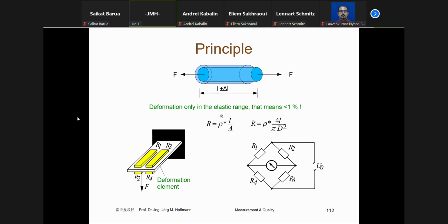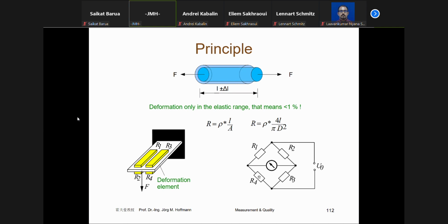When you heat up the wire, you change the specific resistance, and with this you change also the resistance of the strain gauge. And therefore we have to eliminate the influence of the temperature. And that we do so that we set the strain gauges in a full bridge.